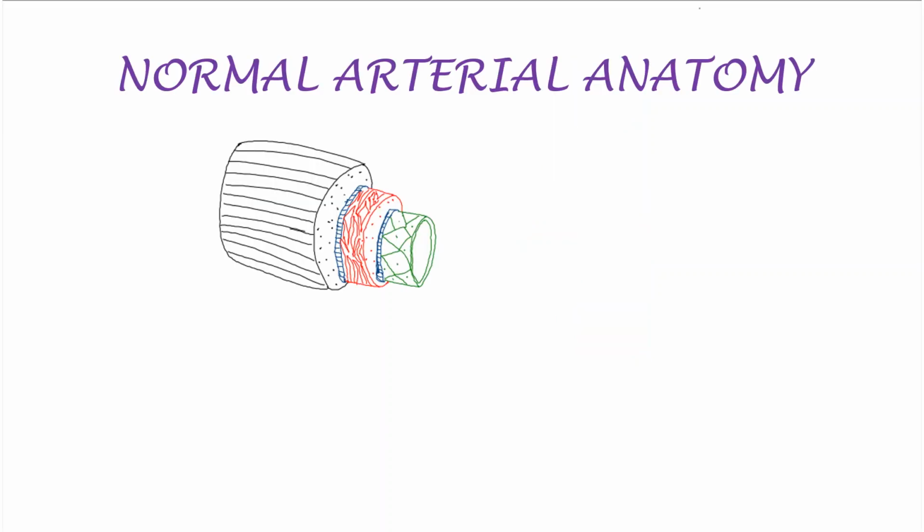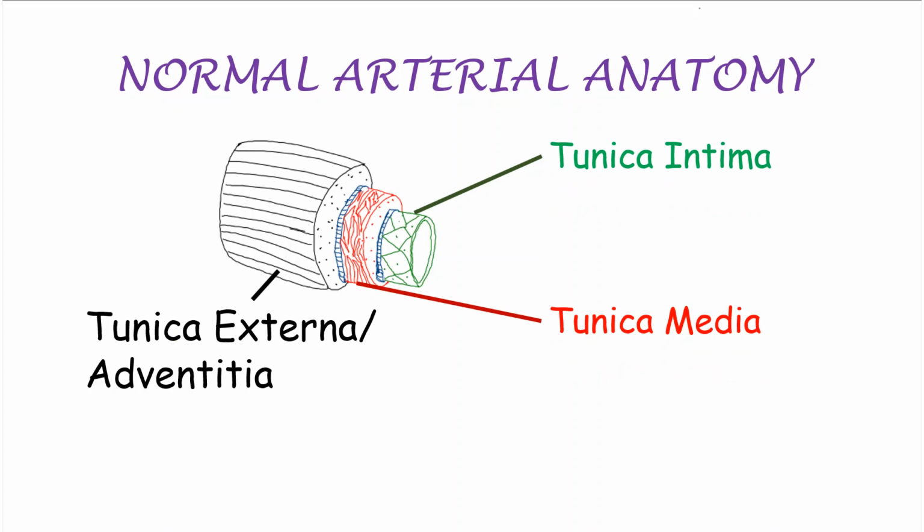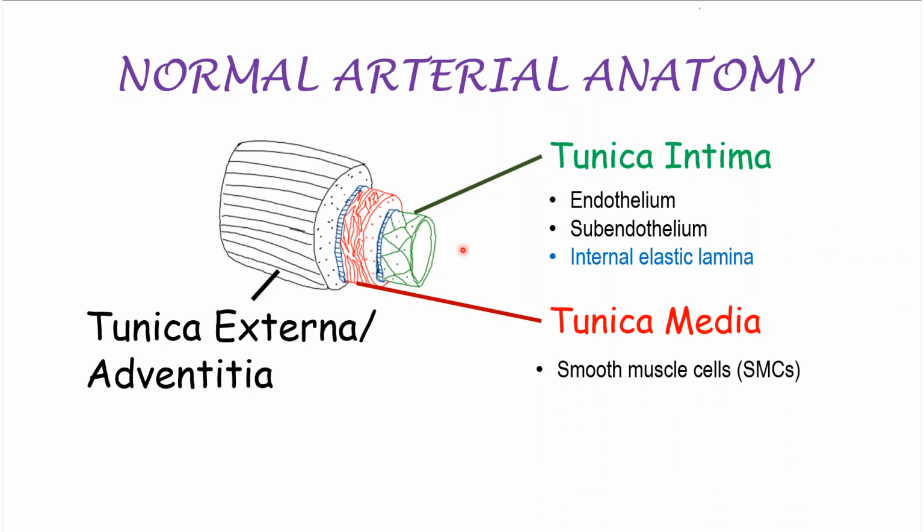Let's open the discussion with a review of the normal anatomy of an artery. The wall of an artery has three main layers: the tunica intima, tunica media, and tunica externa, also known as tunica adventitia. The tunica intima further has three components: the endothelium, which forms the inner lining of the blood vessel, the subendothelium, and the internal elastic lamina, which I have illustrated here in blue. The tunica media, on the other hand, is rich in smooth muscle cells and is bounded by the external elastic lamina, which I have also illustrated here in blue.